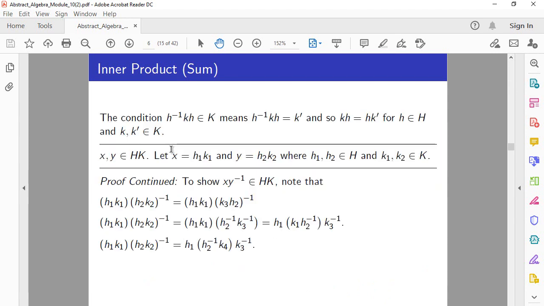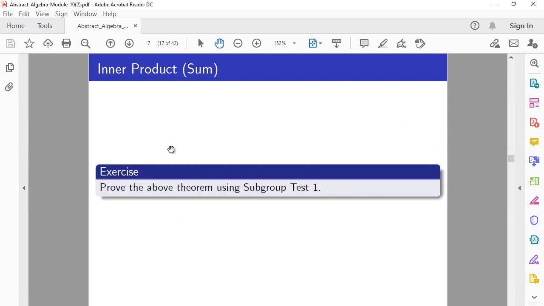Okay, so one of the exercises that I want you to do is to prove the above theorem by using subgroup test 1, and you can go back to the presentation on subgroups and you'll see what the test is. So I want you to come up with your own proof by using test 1.